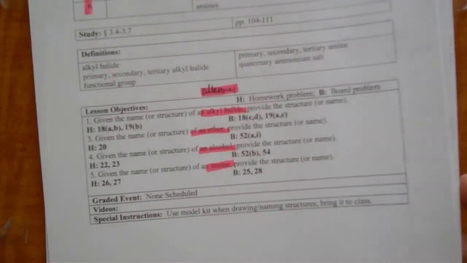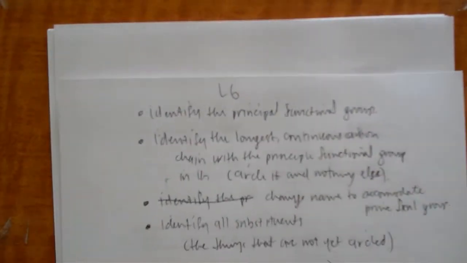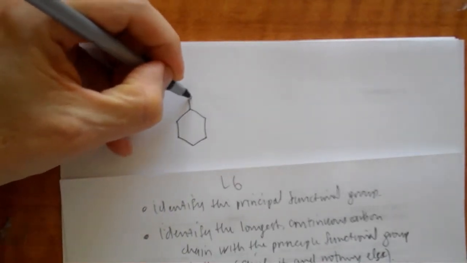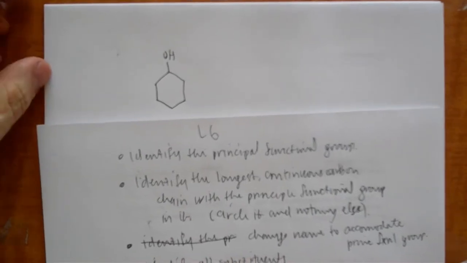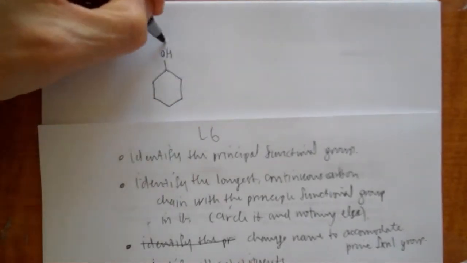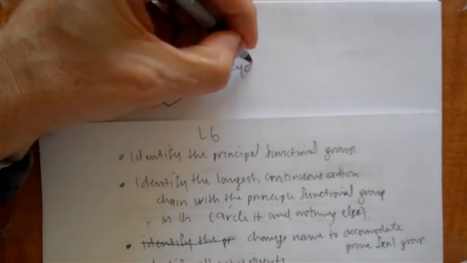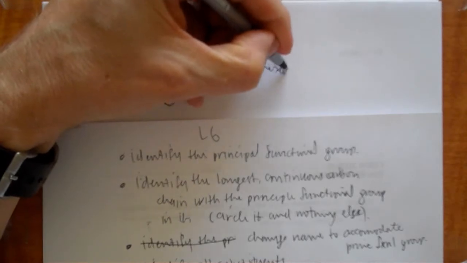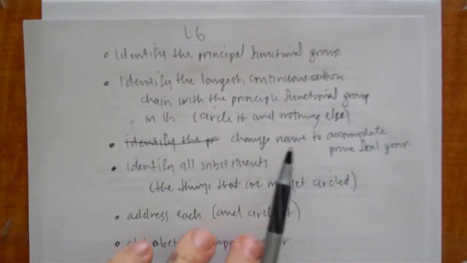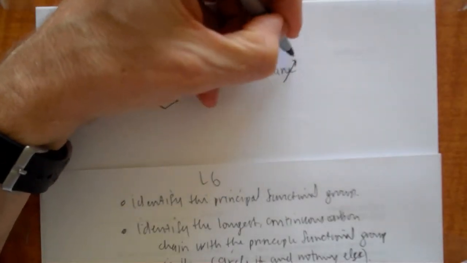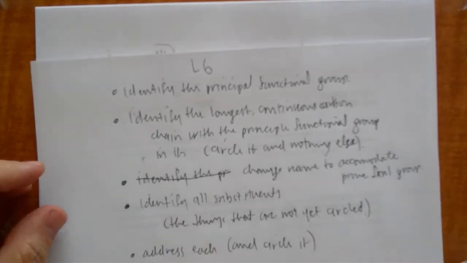Let's go on to the next thing. Alcohols. The longest continuous carbon chain with the principal functional group in it. There's the principal functional group. We identified it right there. It is cyclohexane. Change the name to accommodate the principal functional group. In this case, we change the ending, get rid of the E, and put ol: cyclohexanol.